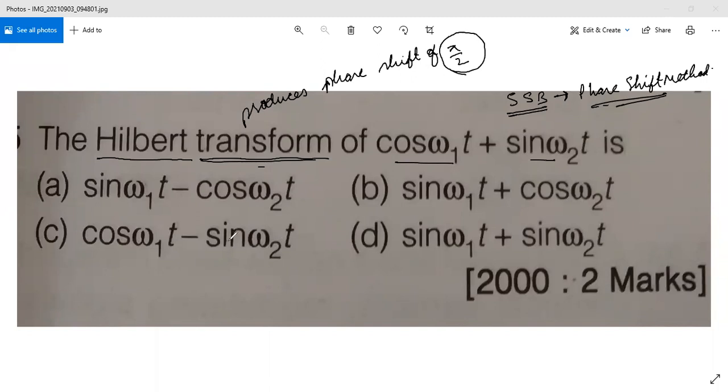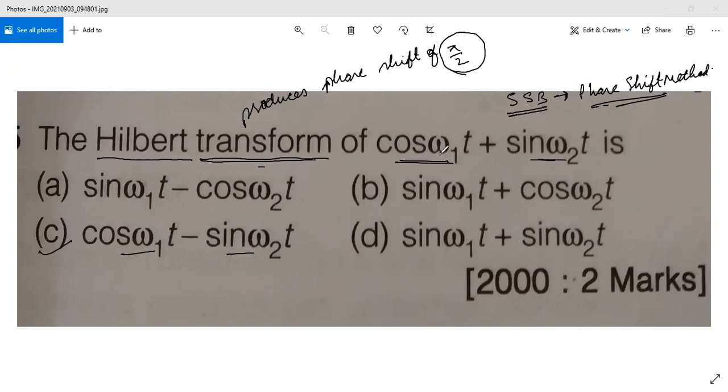Sir, option C. So from C, what we can observe? Cos omega 1t plus sin omega 2t. So option C कह रहे हो. Option C cos omega 1t sin omega 2t. यहाँ पर अगर देखें we have cos omega 1t sin omega 2t. So cos के साथ अगर 90 degree phase shift करेंगे इसका तो क्या मिलेगा? 90 degree phase shift करेंगे तो क्या मिलेगा हमें?